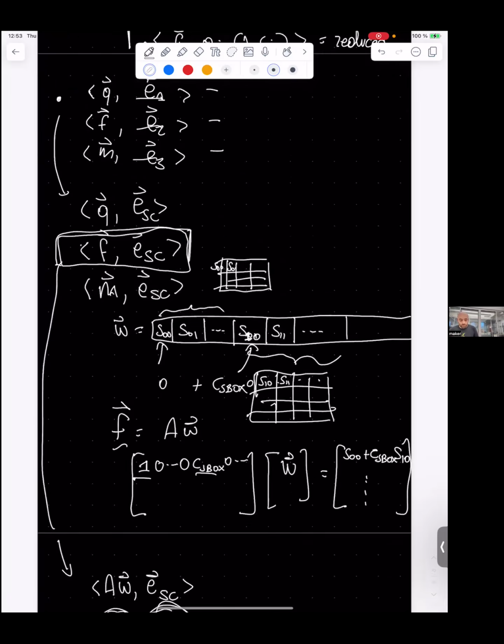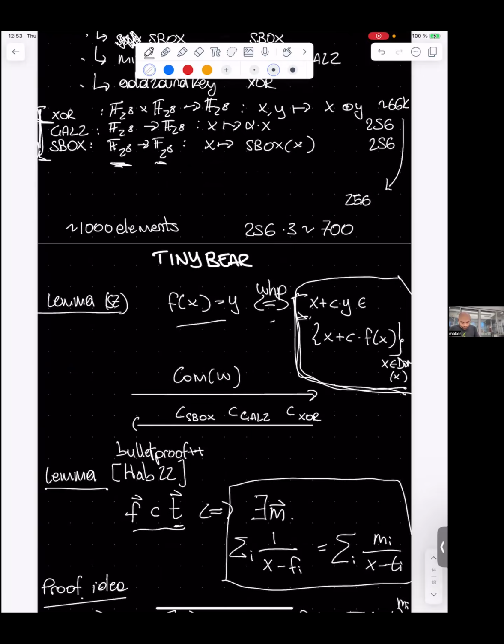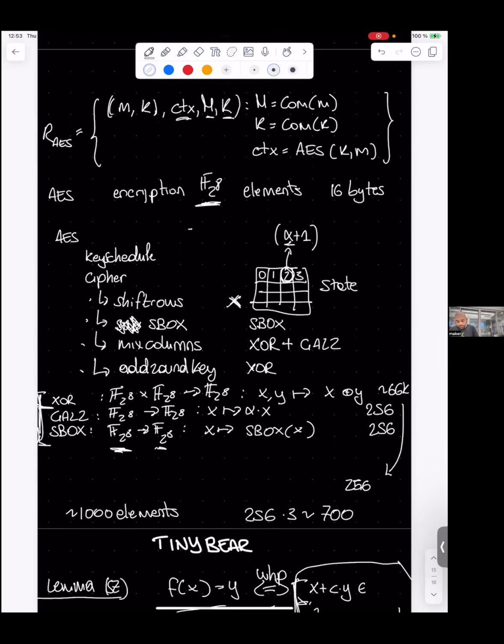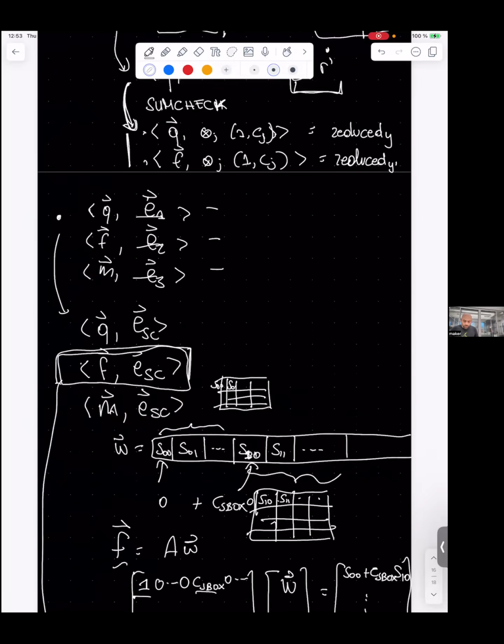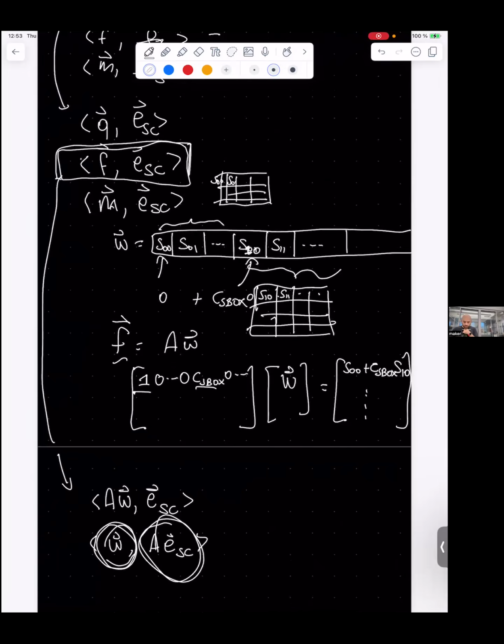This also allows us to really never pay for shift rows, which I skipped before, because it's only rearranging the elements of the state. And we can just, similarly as I showed here for the S-box, rearrange also the elements for computing the shift rows operation over the changed state.